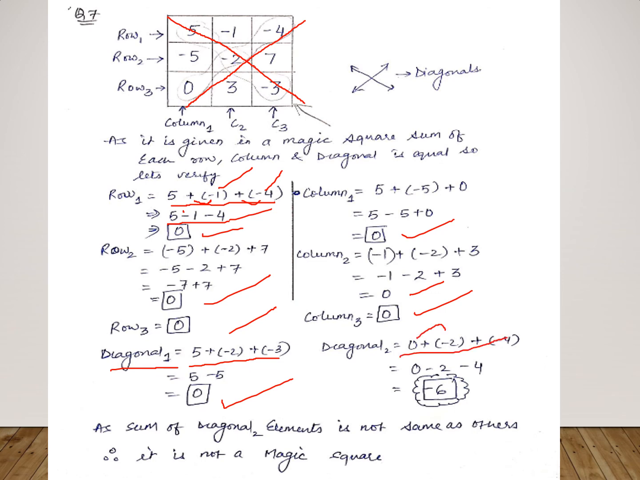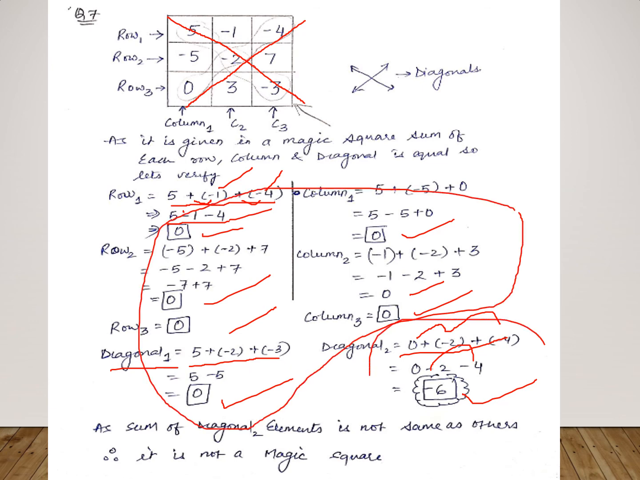Here it is 0 plus (minus 2) plus (minus 4). When you open the brackets, you get minus 2 minus 4, that is both signs are equal, both are negative. So the answer is minus 6. You can see we have got 0 in all the sums, but the last case came as different. So we can say this is not an example of a magic square.